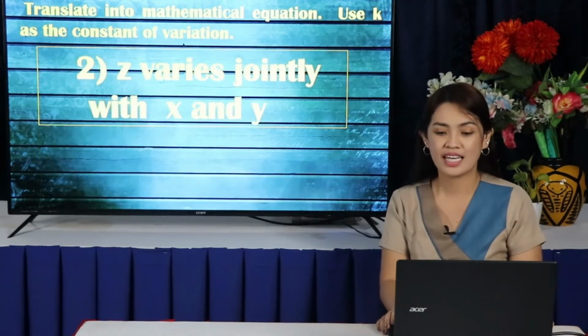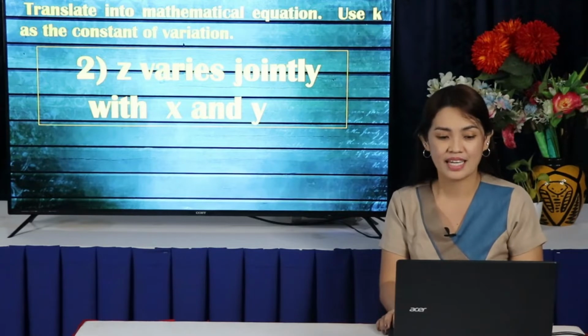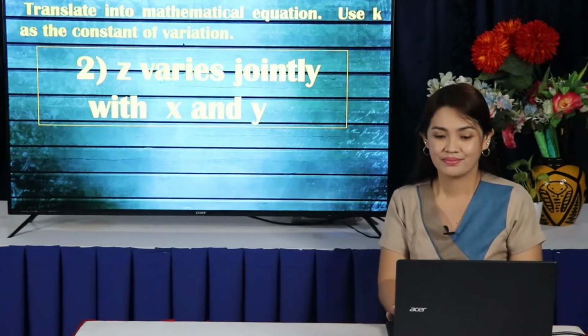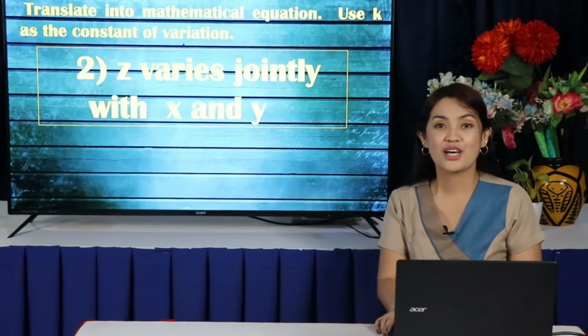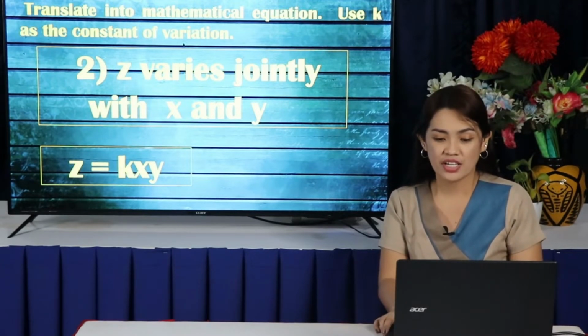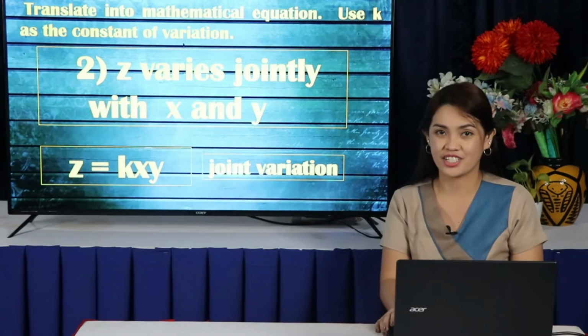Question number 2. Translate this mathematical statement. Z varies jointly with x and y. Your 5 seconds starts now. Time's up. What mathematical equation have you arrived? You got it right. The equation is z equals kxy. This equation illustrates a joint variation.